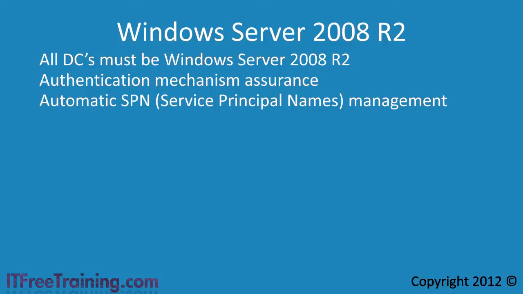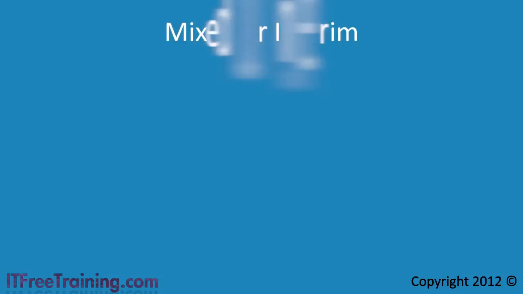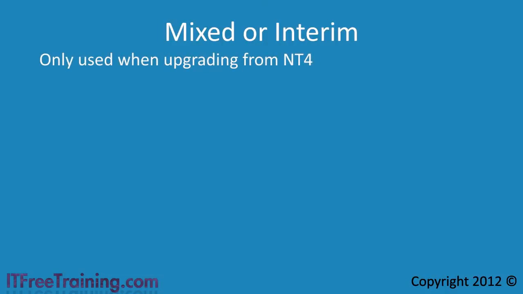Just for the sake of completeness, if you ever see domain functional levels with mixed or interim in it, these are domains that are in the process of being upgraded from Windows NT 4. If you no longer have any NT domain controllers on your network, then raise your domain functional level to one of the levels that I have mentioned in this video.